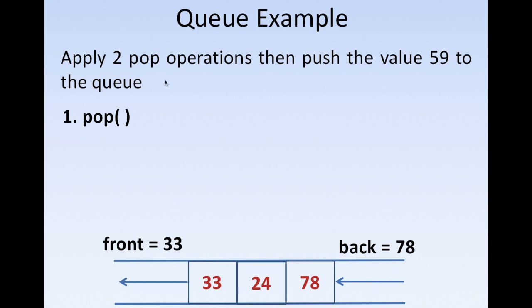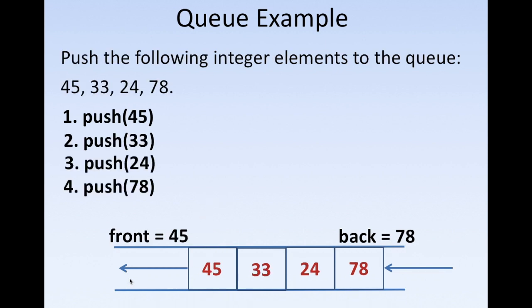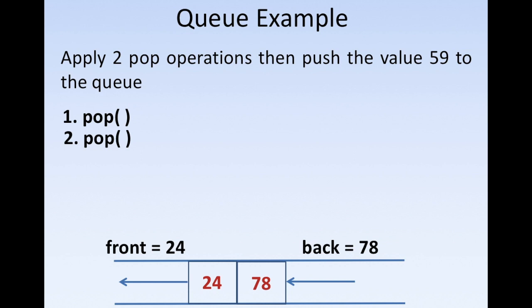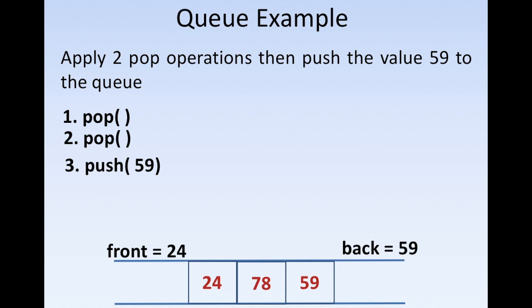Pop. When you pop, you don't usually push any pointer; you return a pointer to the popped element. So pop always pops from the front, as we agreed. Now front is pointing to what was the first element, 45. So pop removes 45, and now front is pointing to 33. Pop again, 33 is removed, and front is now pointing to 24. Push 59. Again, you push it from the back. We're showing that each pop is from the front and each push is from the back.